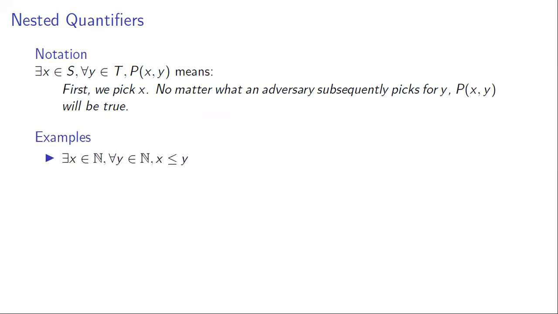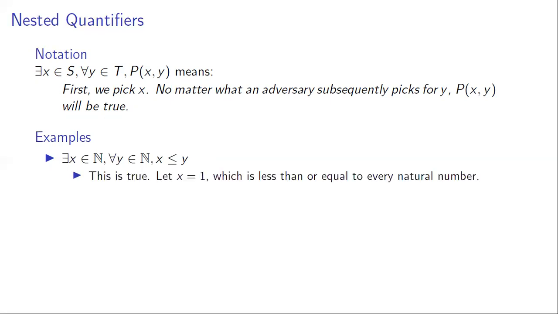Here are some examples. If I say there exists an x in the natural numbers such that for all y in N, x is less than or equal to y, this says we can pick a special value for x such that no matter what the adversary picks for y, x will be less than or equal to y. Is this true? Yes, it is. Why? Because we can simply pick x equals 1, which is less than or equal to every natural number.